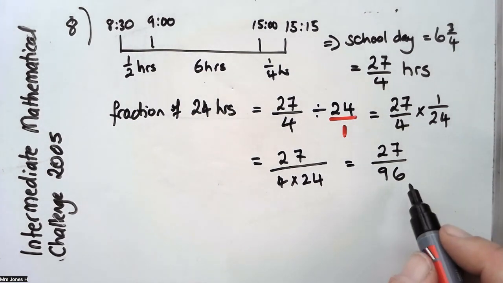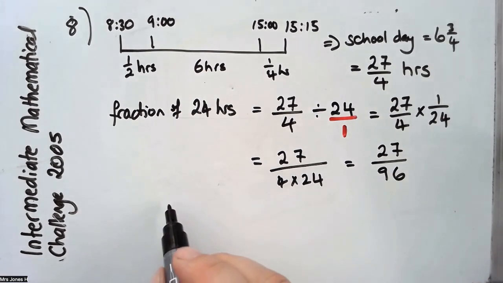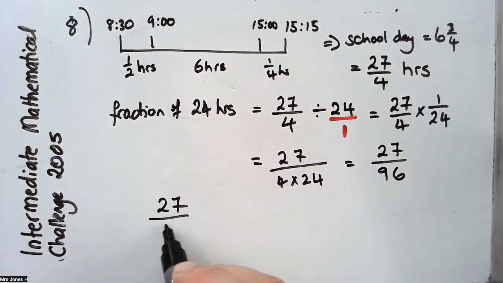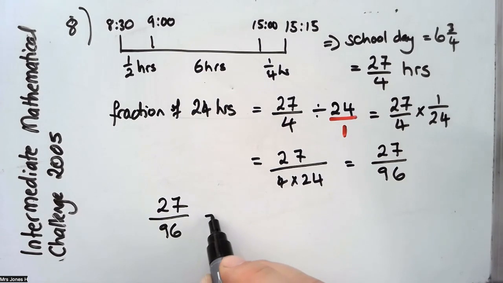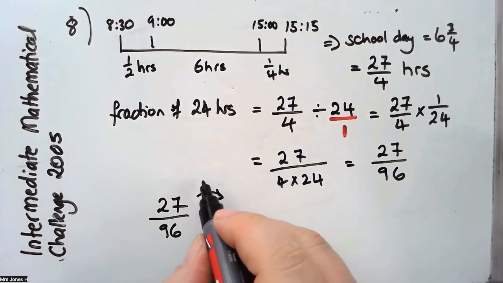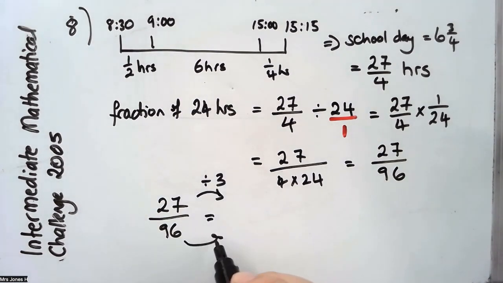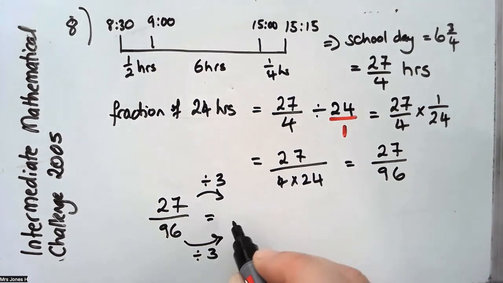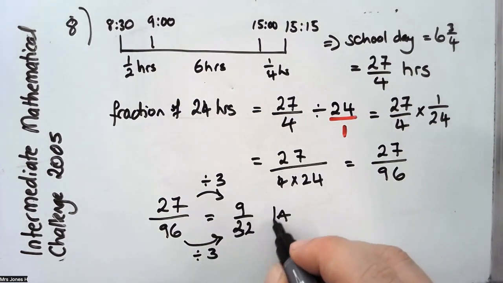Oh, we don't have our answer because we have to simplify. Both of these numbers are in the 3 times table. If you didn't know how to work out something is in the 3 times table, let me just finish this off. So the answer is A.